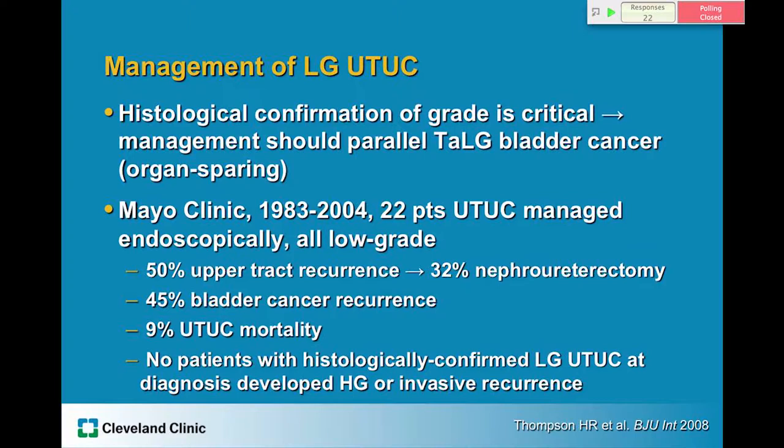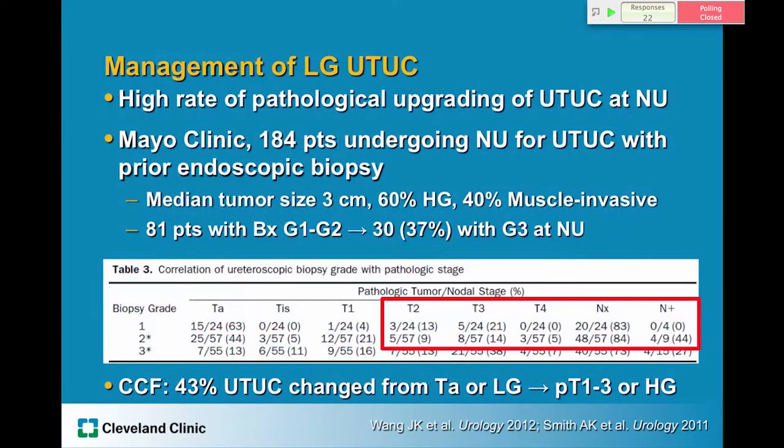The Mayo Clinic looked at their experience with 22 patients with upper tract urothelial carcinoma managed endoscopically, and these were all patients that were presumed to be low-grade prior to treatment. They had a high upper tract recurrence rate, 50%, and ultimately 32% of the patients underwent nephroureterectomy. 45% of patients had bladder recurrence, and 9% ultimately died of disease. That being said, no patients with histologically confirmed low-grade upper tract urothelial carcinoma developed high-grade or invasive disease. So as long as you're sure that the patient has low-grade disease, and we don't have the tools at this time to say that definitively, it seems to be safe to manage them endoscopically.